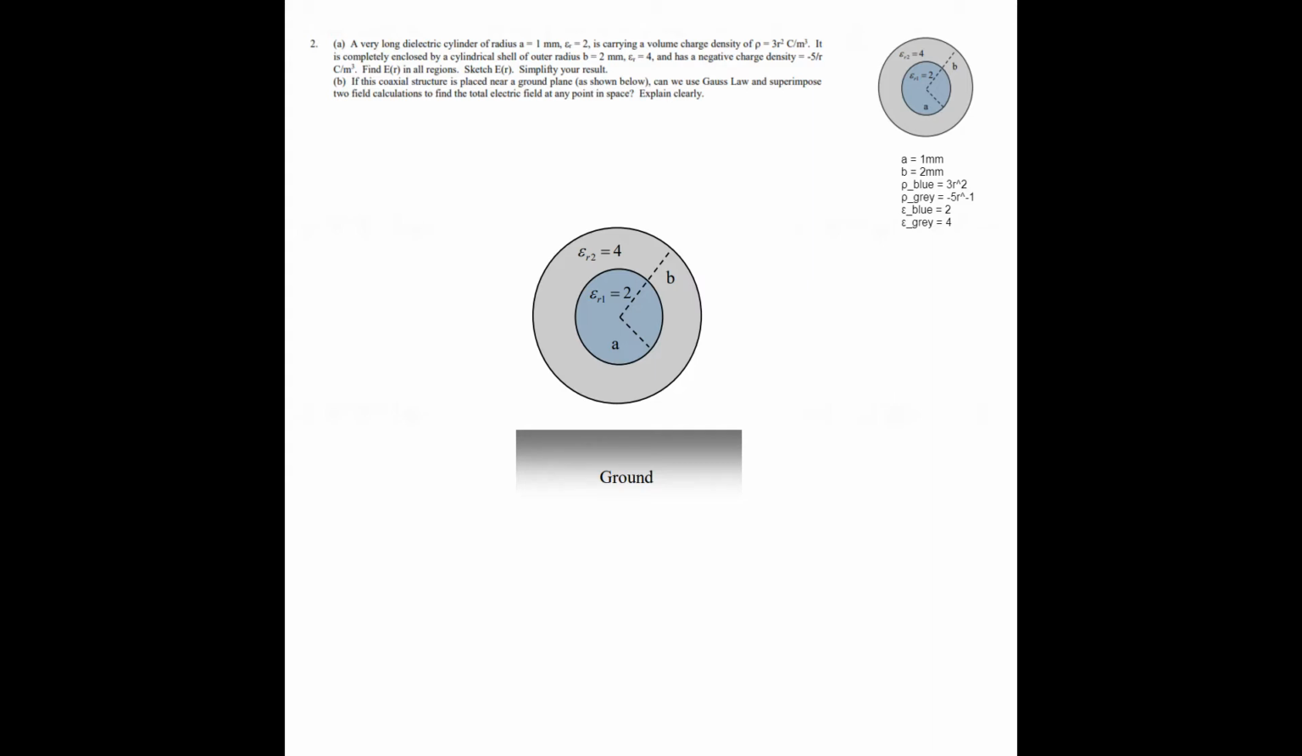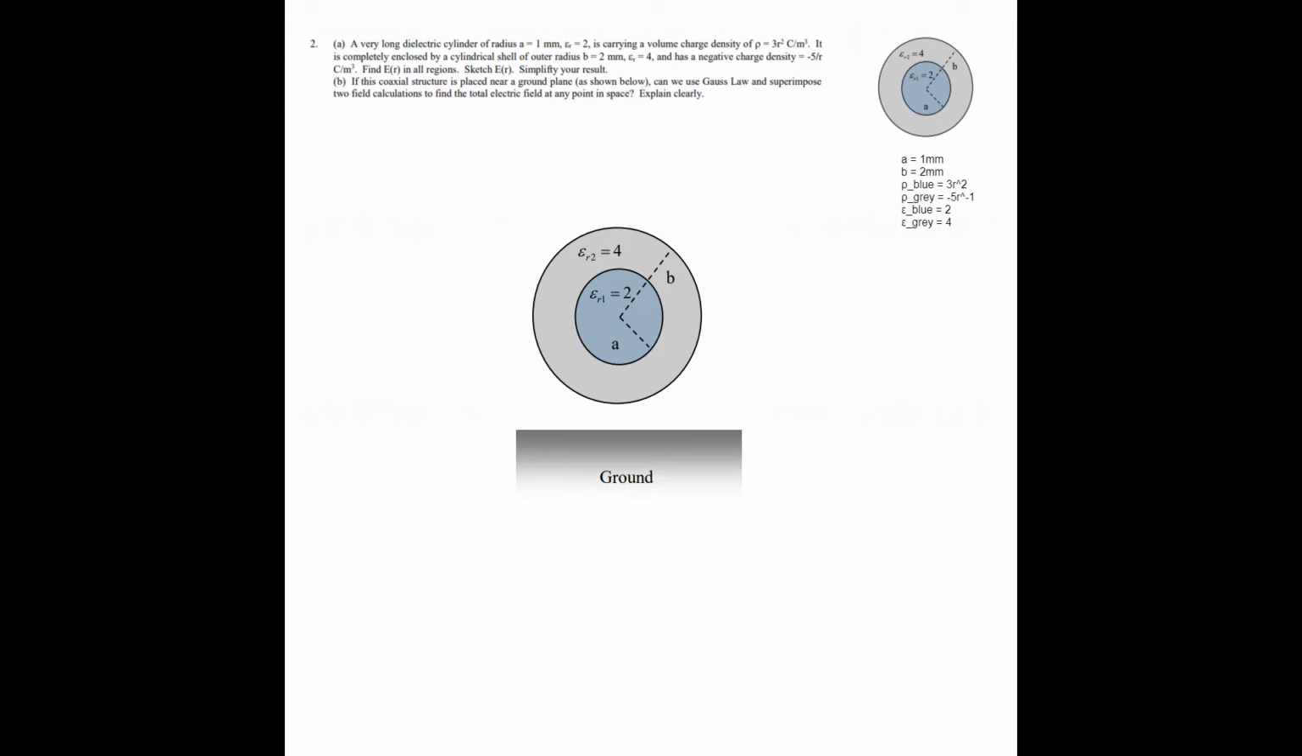So moving on to part B, it's asking us if we placed that cylinder near a ground plane, can we use Gauss's law? So in long story short, we can't. If you'll remember, one of the prerequisites for using Gauss's law is that it essentially needs to be symmetrical. So the r hat vector that we used here isn't going to be symmetrical. Like if you try to draw r hat vectors pointing out, it's going to be different based on where you're pointing.